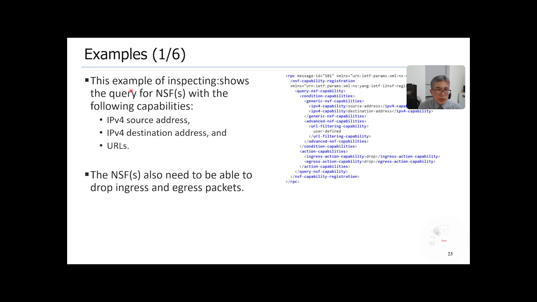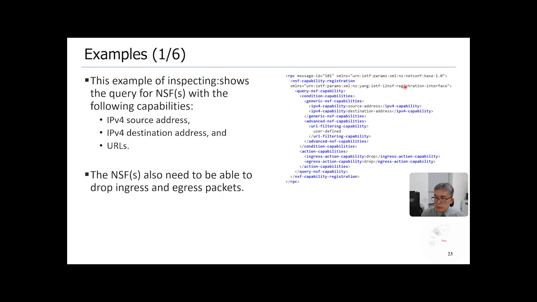So this example shows the query for an NSF with the following capabilities: IP version 4 source address, IP version 4 destination address, and URLs. And the NSF also needs to be able to drop ingress and egress packets. Here is the RPC, this message requests NSF capability restoration.